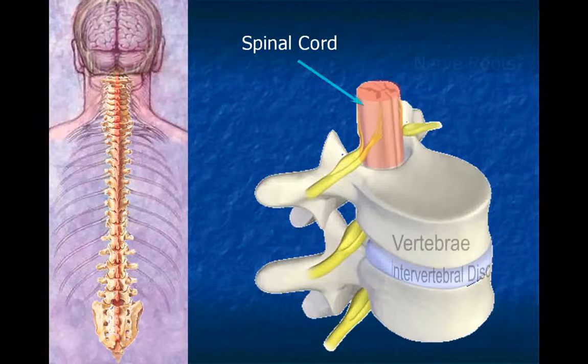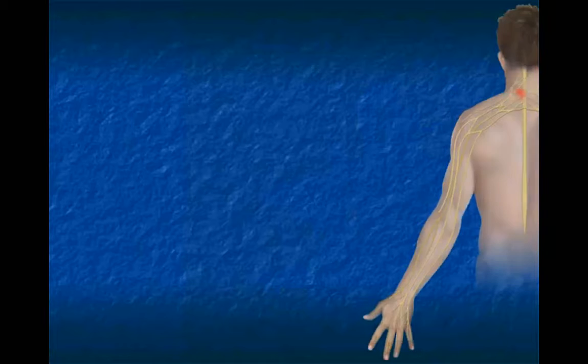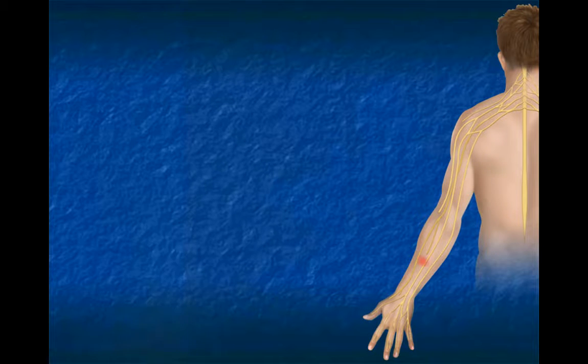There is one large nerve root extending off of the spinal cord between each vertebra on both the right and left sides. Vertebrae are shaped with holes or foramen to allow the nerve root to freely pass and exit between each vertebra. Every muscle in the upper extremity is supplied by the nerve roots that travel down the arm.